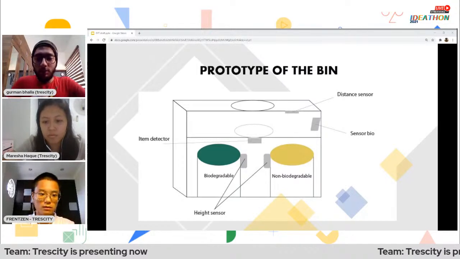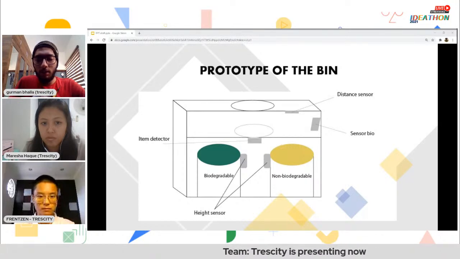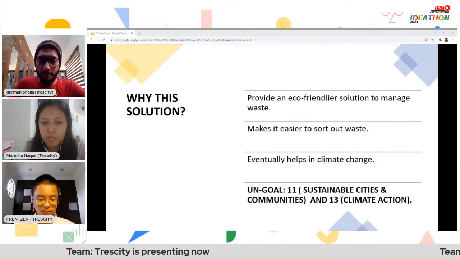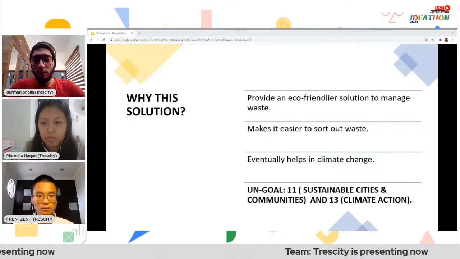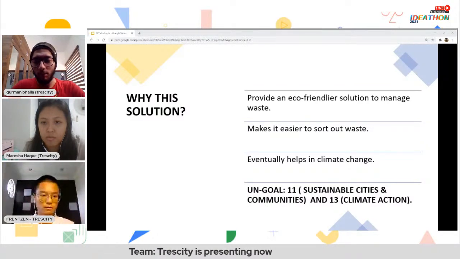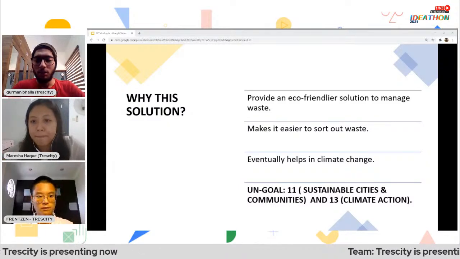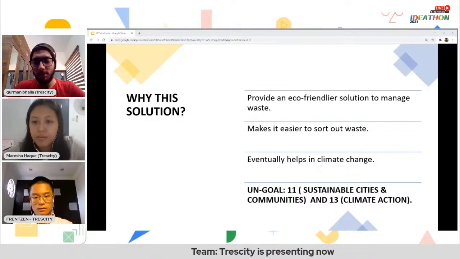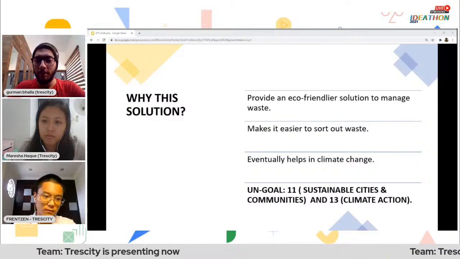So, yeah, you can see here the prototype of our bin. It will be explained later by Marisha. Next slide. The reason we chose this solution is that firstly, it provides an eco-friendly solution to manage waste. It also allows the waste to be sorted out easily and most importantly, helps in climate change. The two UN goals that our team chose is number 11, which is sustainable cities and communities, and 13, which is climate action.